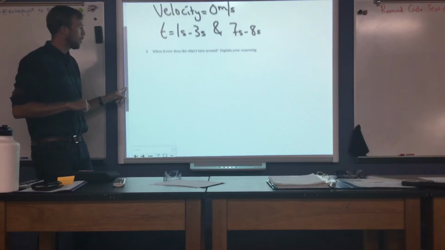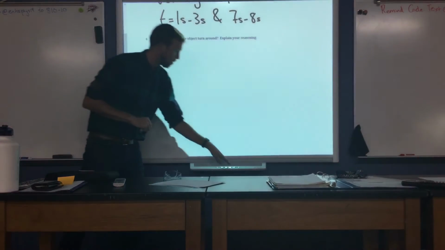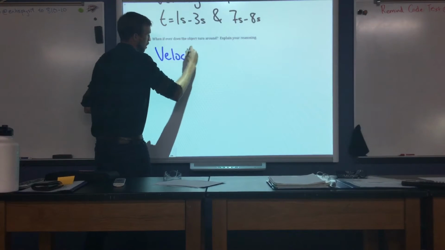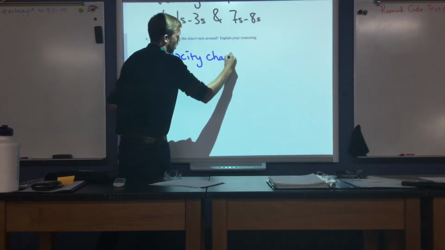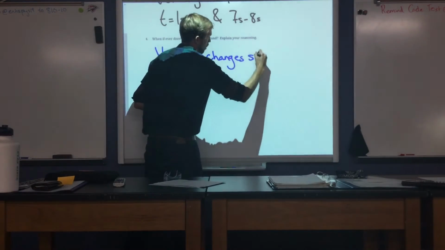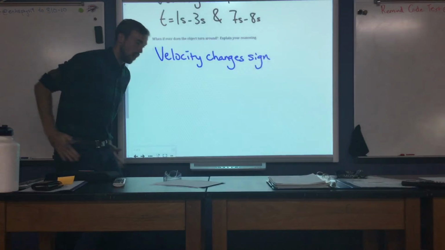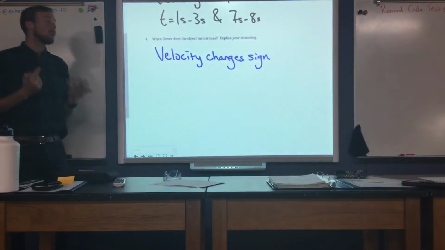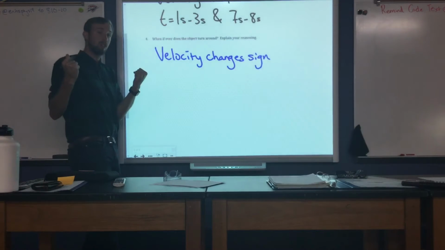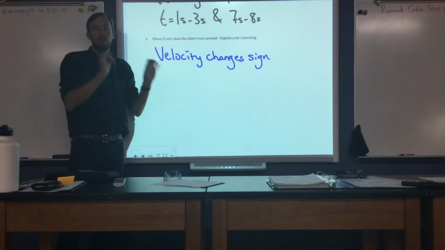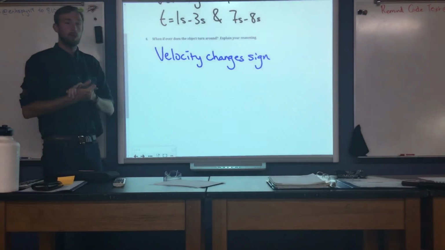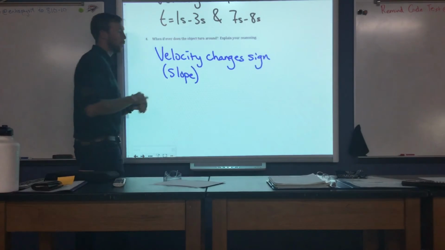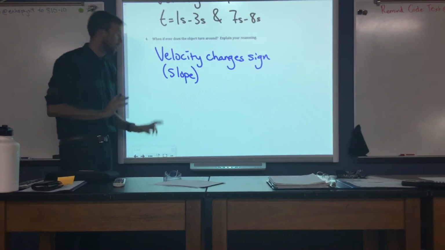And then lastly here, question 4 says, when if ever does the object turn around? Well, when our object turns around, that means our velocity changes sign. We go from having a positive velocity in one direction to having a negative velocity in a separate direction. So where does our velocity change sign? Well, because we have a position graph, remember, what we do is very, very dependent on the graph we have. Because we have a position graph, if the velocity changes sign, that means we're looking for where does the slope change sign, because this is a position graph.